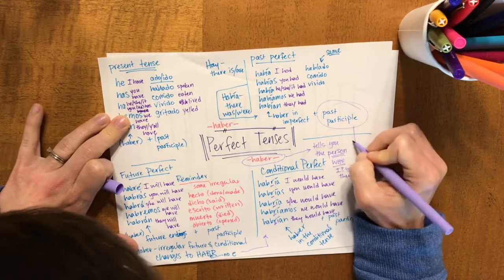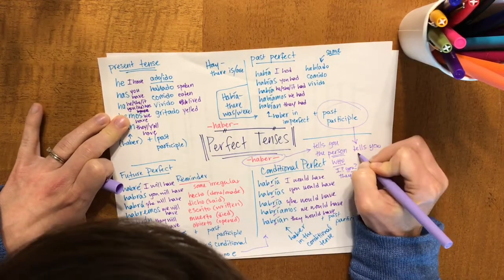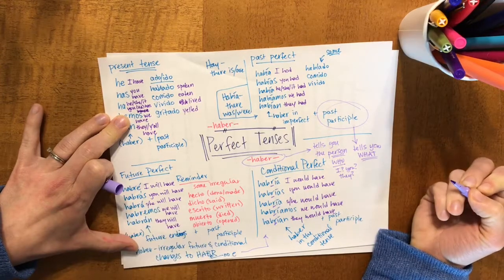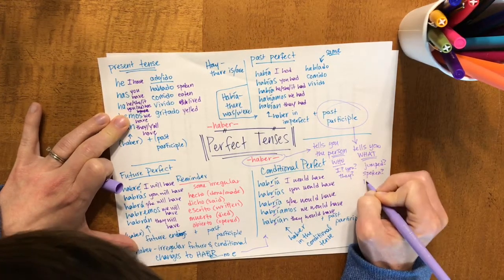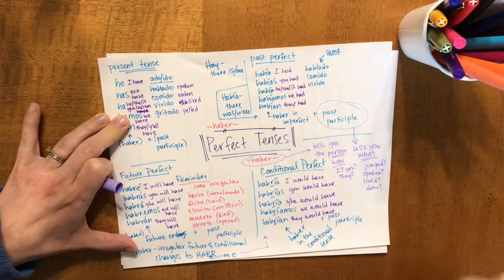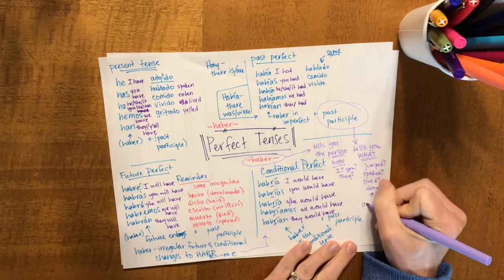Haber, when in these two pieces, is going to tell you who is talking. The past participle is going to tell you what they did, the action. So you have to have both these pieces together in order to form the perfect tense.